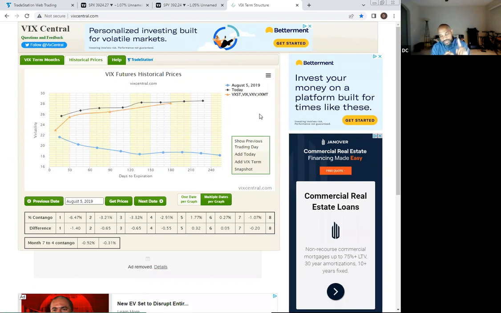I skipped over 2020 because the VIX curve inverted, and it's been inverted since then. It started to get a little flatter, as evidenced by the term structure here, but it's still inverted. And so what does that mean? When you're looking at the VIX curve or the volatility curve, what this tells you is the expectation is that markets are volatile today, but you expect them to be less volatile in the future.